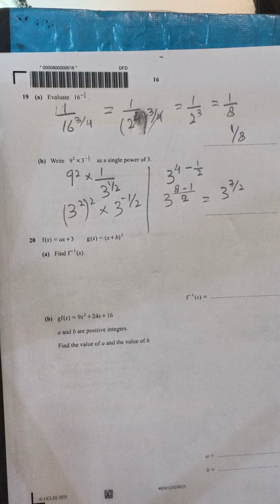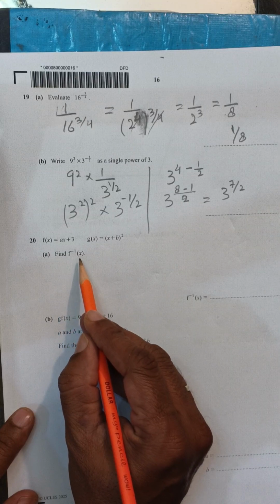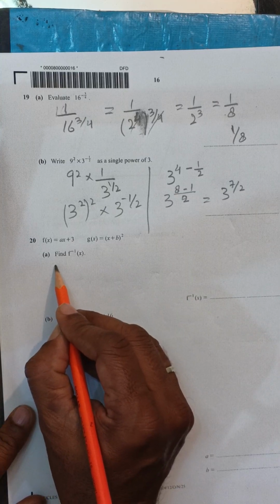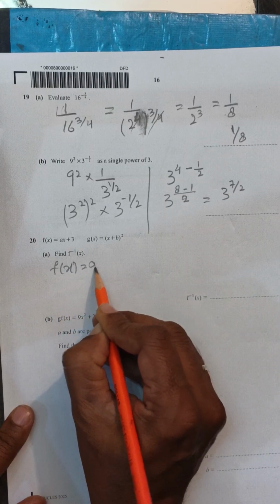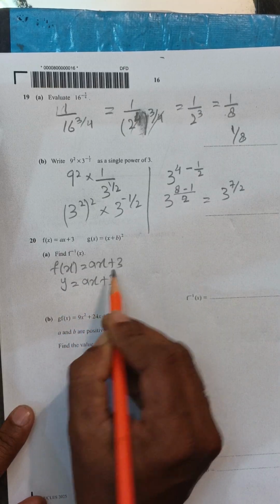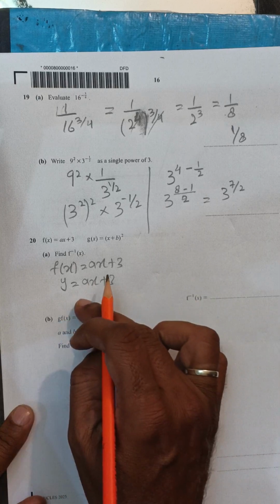And next, question number 20. f of x equal to ax plus 3 and g of x equal to ax plus b whole square. It is a little bit tricky question, a technical question. So now find out the inverse of fx. There is a criteria to find out the inverse of fx. First of all, f of x equal to ax plus 3, take it equal to y, and replace y with x and x with y.